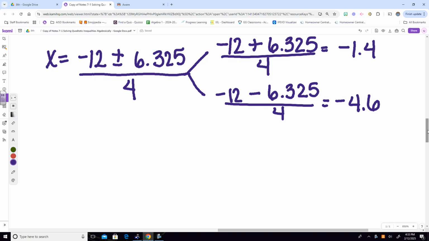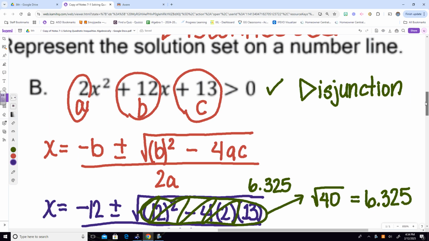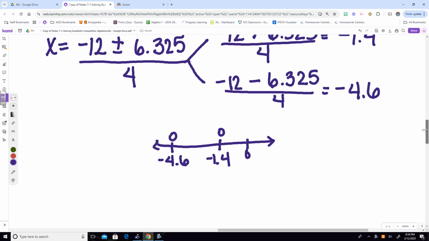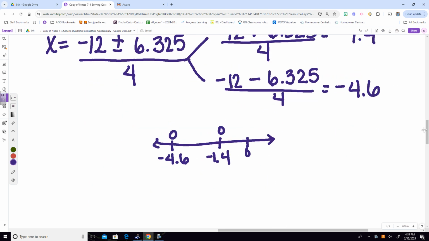So one way is to write it as a graph. So number line, let's put 0 on it, negative 1.4, and negative 4.6. We're going to put circles above our critical points, critical values, and they are going to stay open because there's no equal to. And because it's a disjunction, your graph is disconnected. So they go in opposite directions.